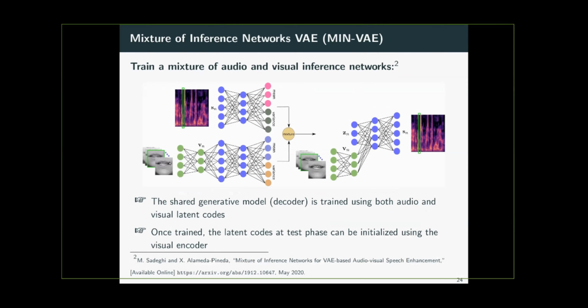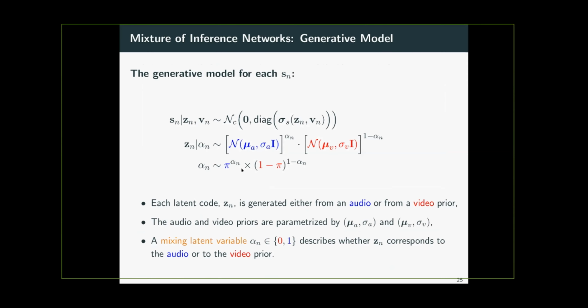So I have a vision prior, an audio prior, and then I am picking from these two a mixture, like a probabilistic mixture, to actually sample from that. Okay. So the model is a little bit more complex. Actually, the generative model of the source S is the same, because I have one single decoder, as in the previous case. The difference is that my prior Zn can be sampled from two different normals, depending whether a sample is more like audio or more like video.